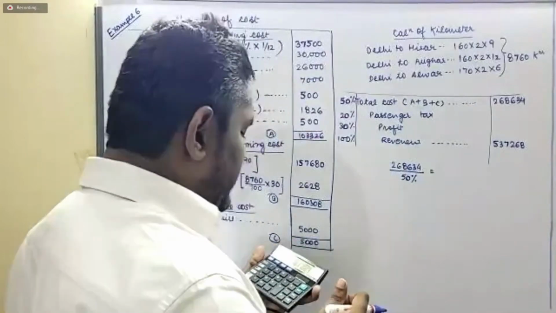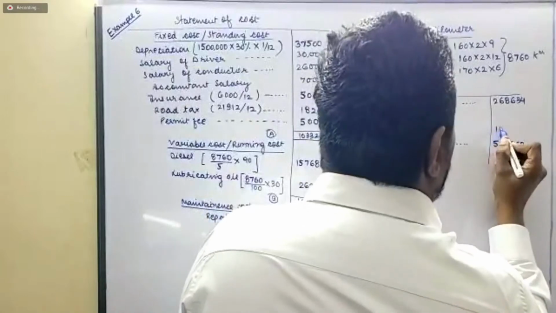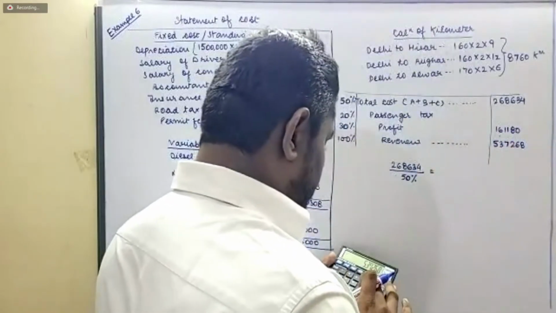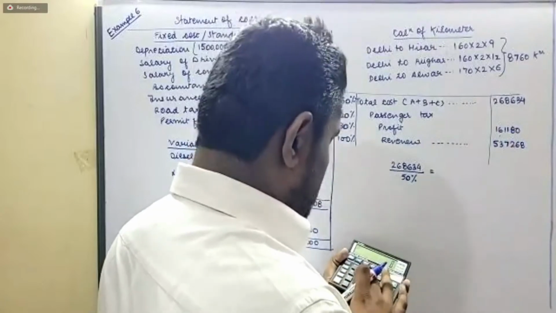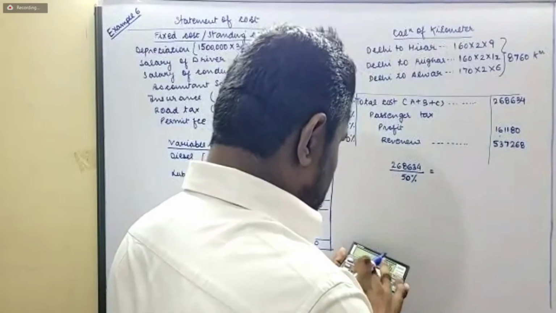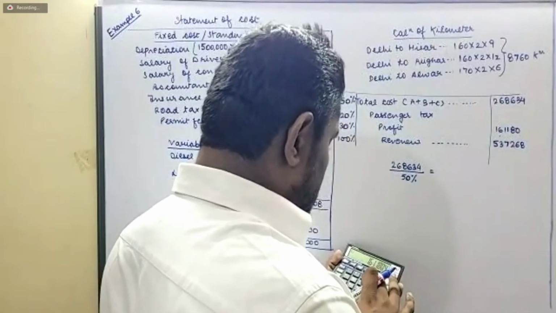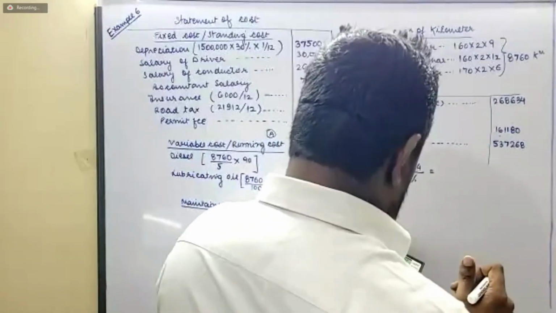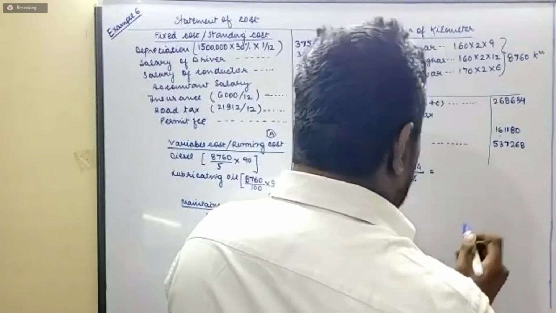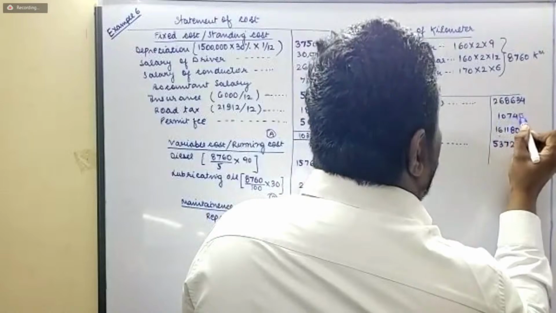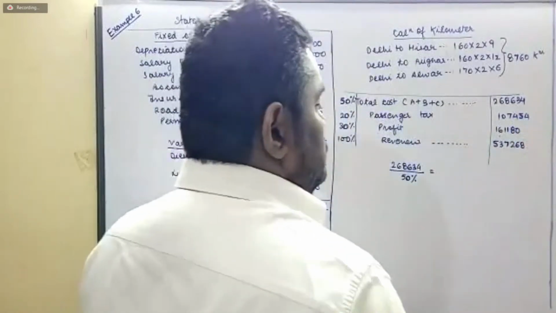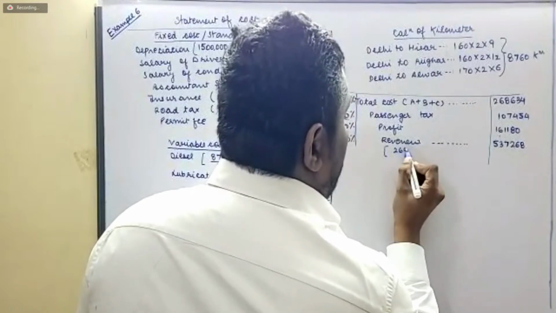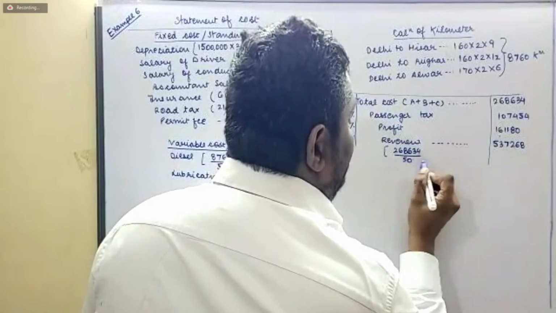Into 30%, we will get the profit, that is 161180. Passenger tax: 107454. So this is how the revenue will be calculated: 268634 divided by 50 into 100.